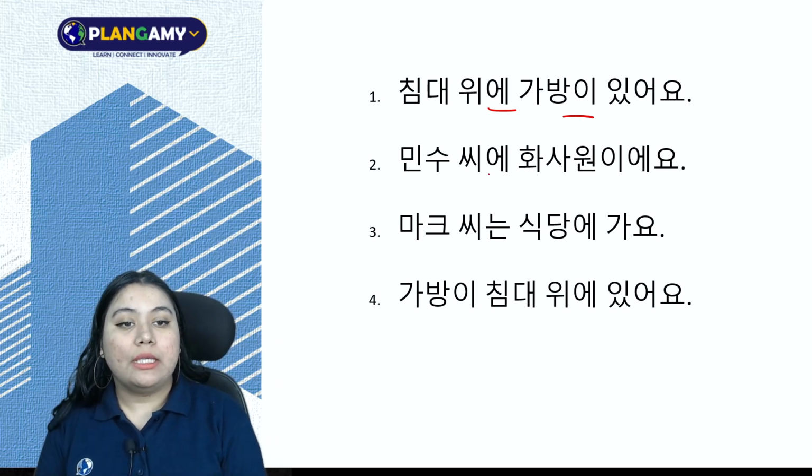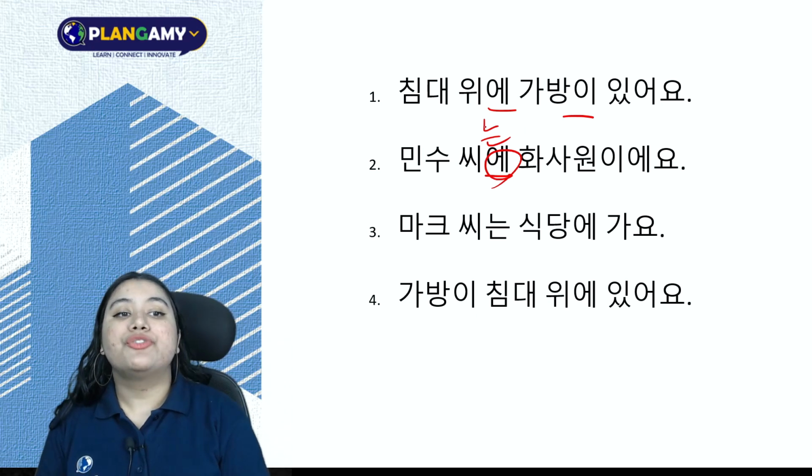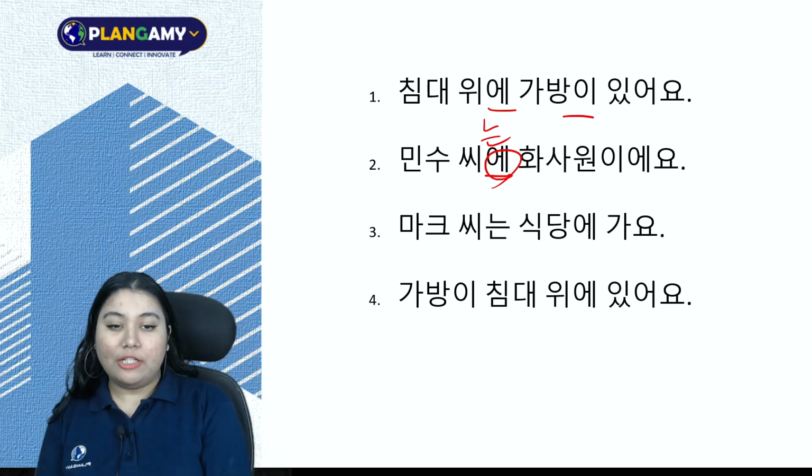민수 씨의 회사원이에요. 민수 씨의. This is either a time marker or a location marker. So here it should have been 민수 씨는 회사원이에요. 민수 씨 is a 회사원. 민수 씨 is my topic. So there should have been a topic marker.